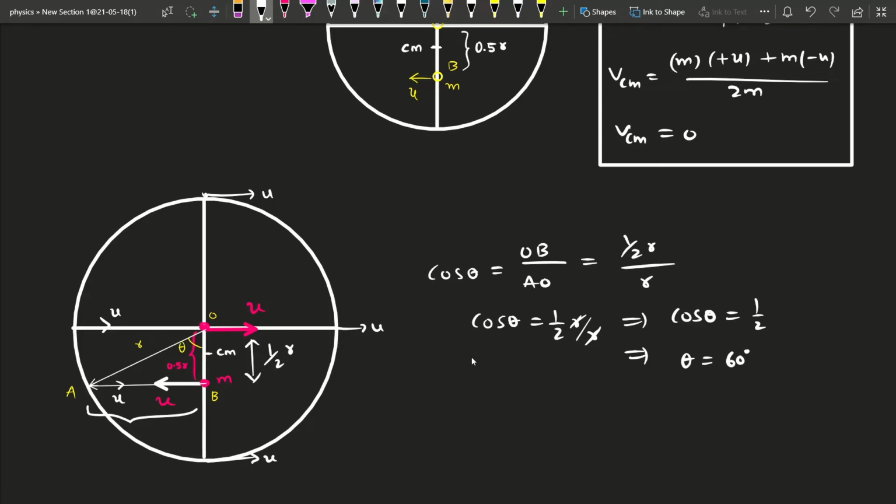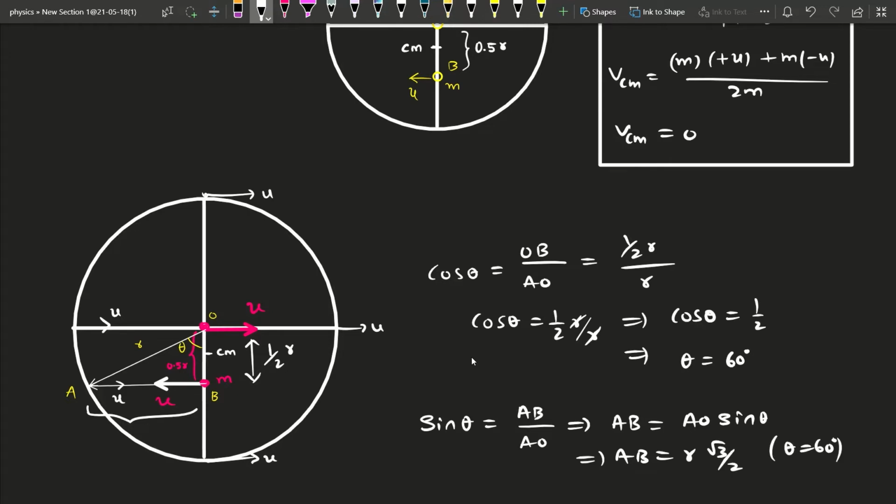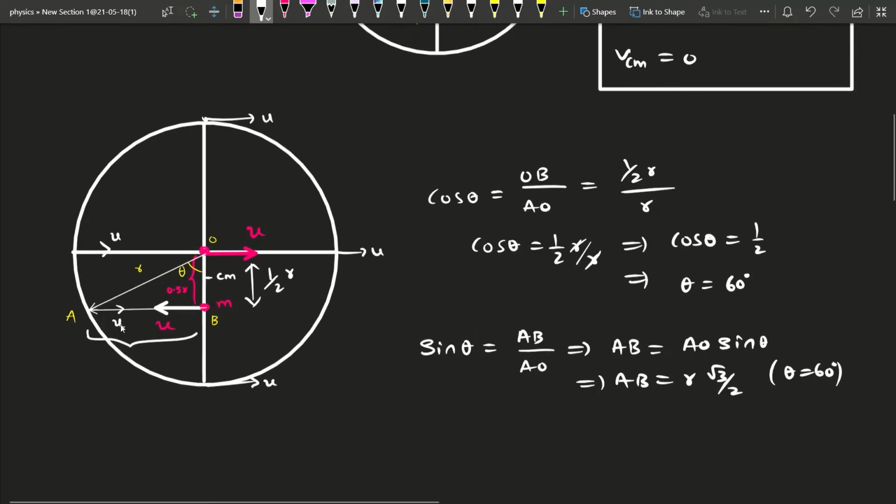So we can take the sine theta. Sine theta is opposite side, that is AB, divided by hypotenuse, that is AO. So AB is equal to AO into sine theta. But already we know that AO is R and sine 60 is root 3 by 2 because theta is 60, we know. Okay, we got the value of AB.